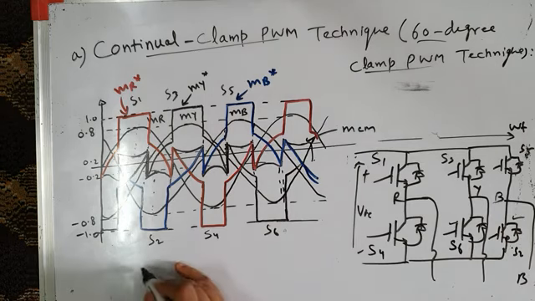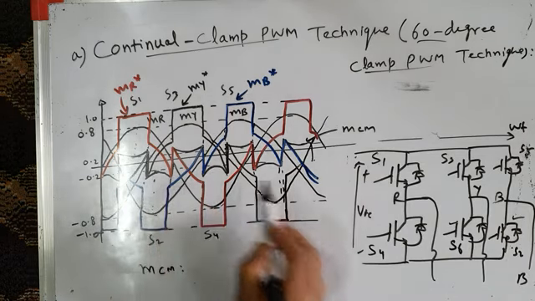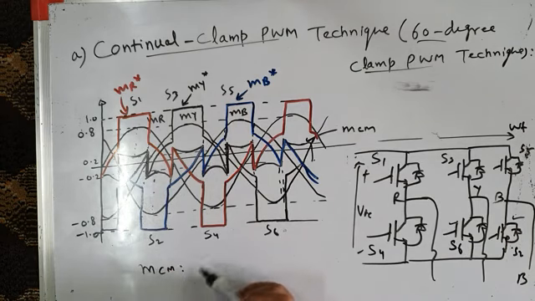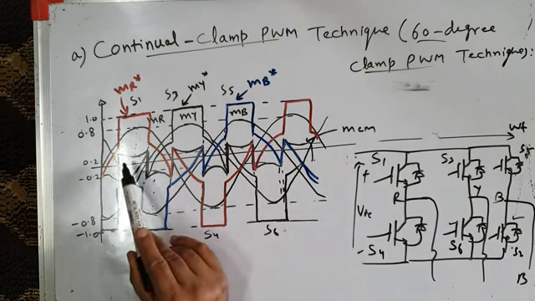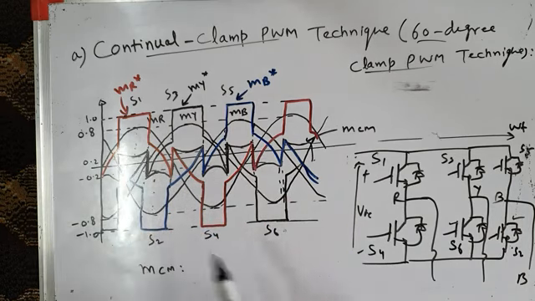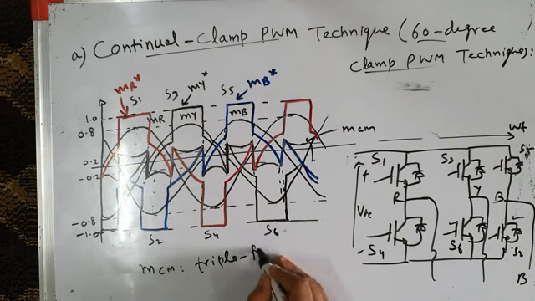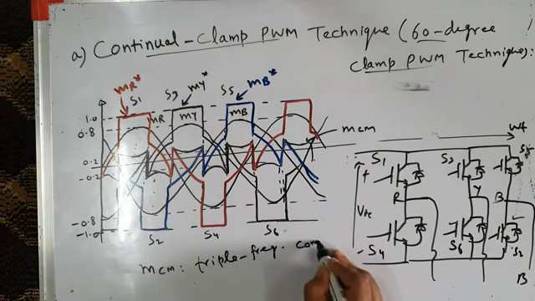And as far as this MCM is concerned, this common mode signal, you can see it's a triple frequency component, because in one cycle of MR, how many cycles of this? 1, 2, 3. It has 3 cycles. So it's a triple frequency component.